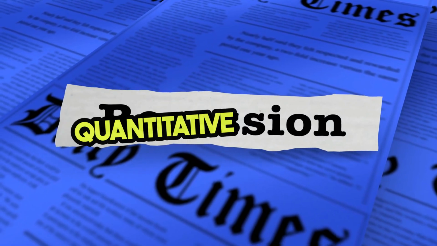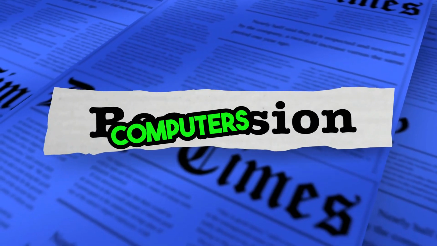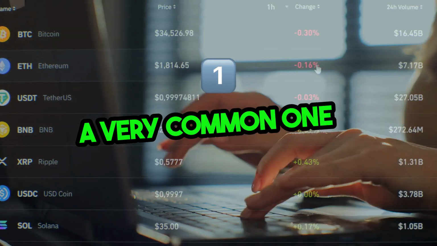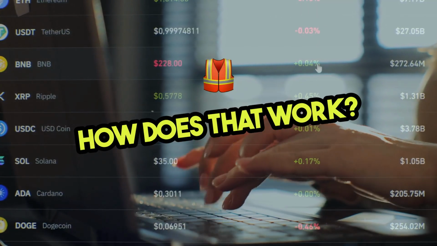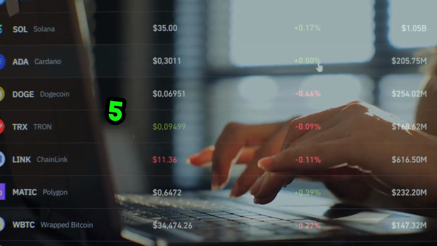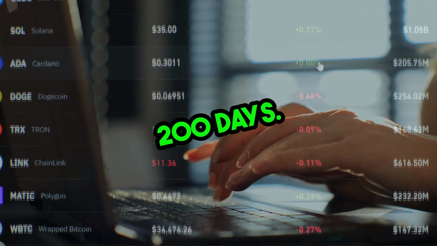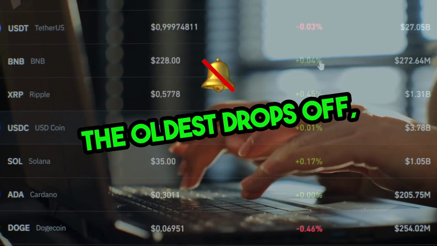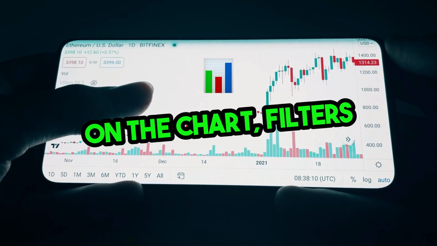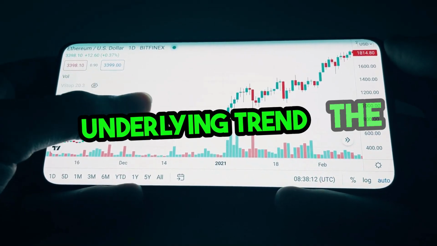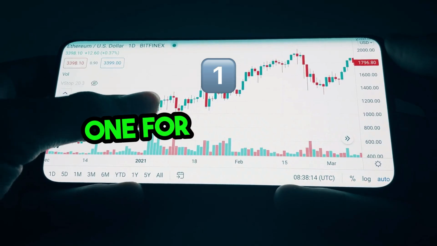Beyond charts, there's quantitative analysis, stats and computers. Using statistical tools on price volume data, often automated. A very common one is the moving average, MA. How does that work? Averages closing prices over a set period: 5 days, 40 weeks, 200 days. As new data comes in, the oldest drops off. Creates a smooth line on the chart, filters out noise, shows the underlying trend. The 200-day MA is a big one for a long-term trend.